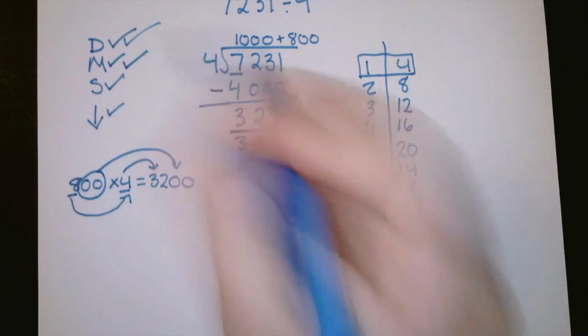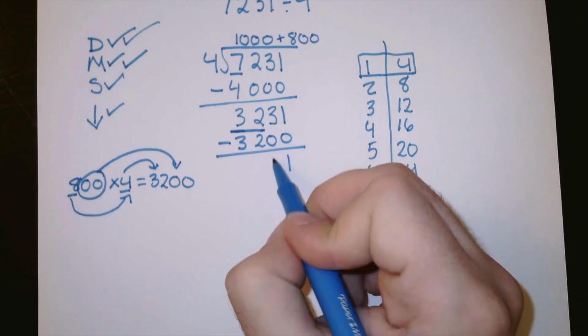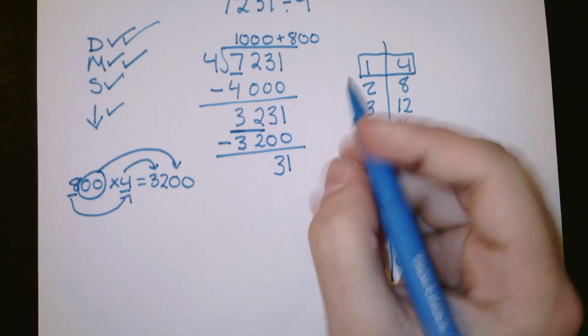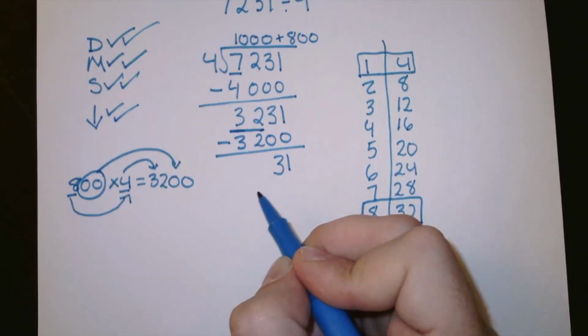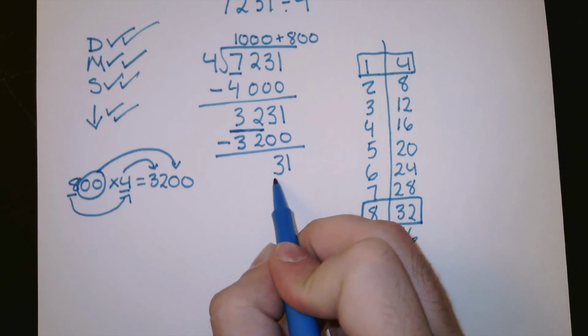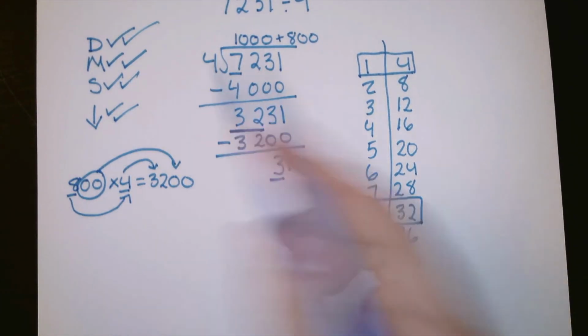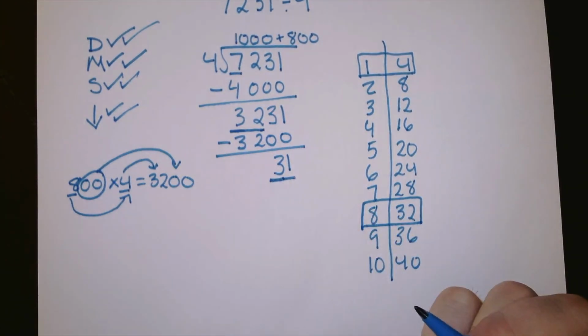That was multiply, subtract. 1 minus 0 is 1. 3 minus 0 is 3. 2 minus 2 is 0. 3 minus 3 is 0. All right, so I'm left with 31. So I'm going to start now right back at the beginning where I was before. And I'm going to start by trying to divide my tens. Now, I cannot take 3 tens and divide it by 4. So I skip the tens, and I move straight now into the ones place.